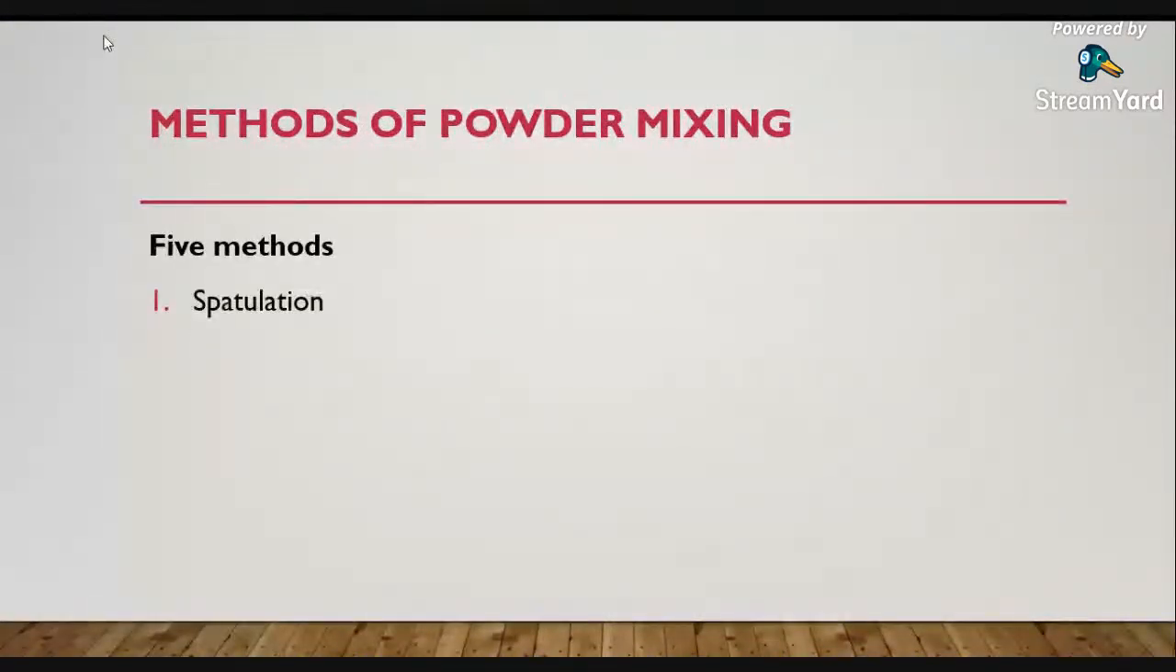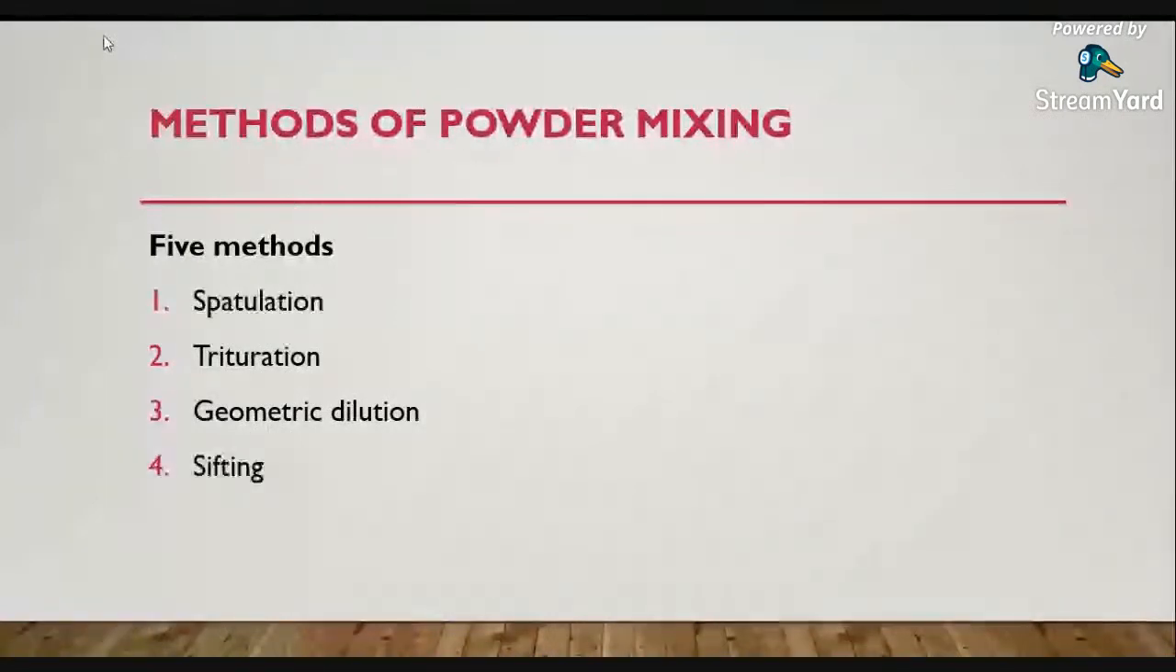There are 5 methods. First one, spatulation. It is the first method. Second, trituration. Third one, geometric dilution method. Fourth one, sifting. And fifth one, tumbling. Now I am going to explain each method separately. We'll see the first method, that is the spatulation method.